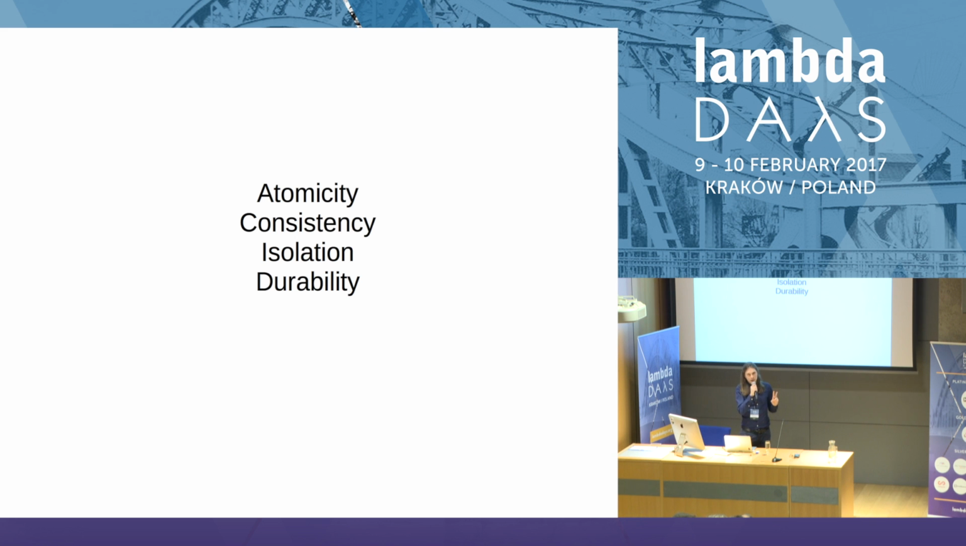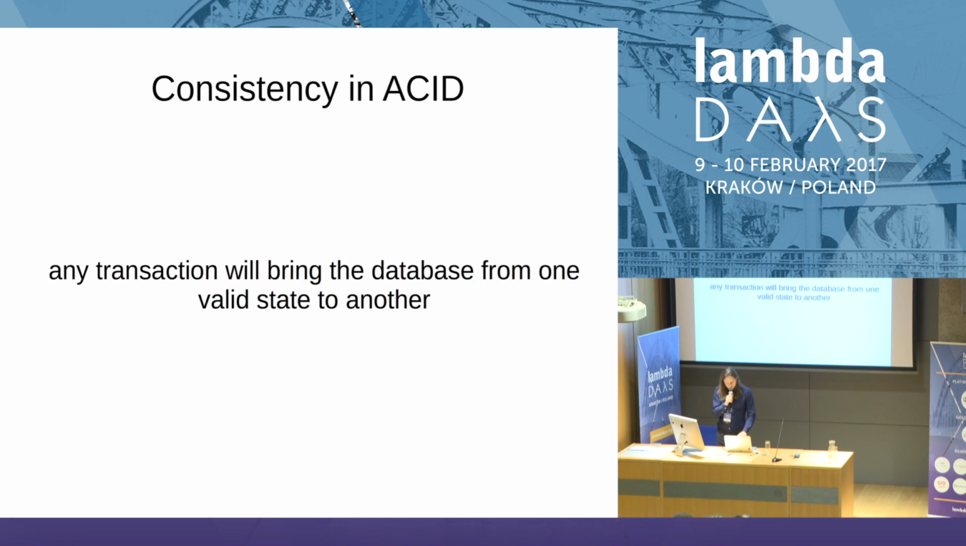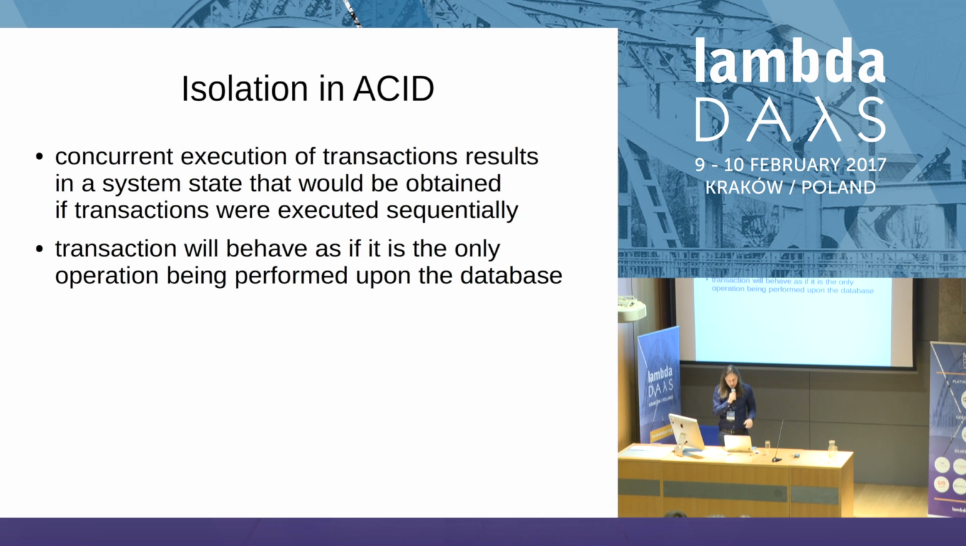There are 2 things that I would like to focus on in this definition. The first thing is consistency, and this is the first definition of consistency today: that any transaction will bring the database from one valid state to another. So it's only about what is inside the database. The thing that is inside must be consistent and must follow some rules. The second thing is isolation, and it says that concurrent execution of transactions results in a system state that would be obtained if transactions were executed sequentially. And this "sequentially" is a really strong word here. The other definition is that the transaction will behave as if it is the only operation being performed upon the database.